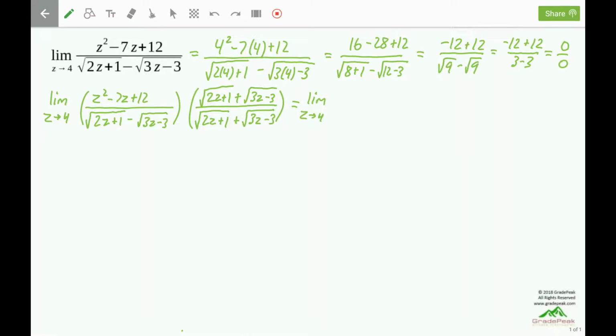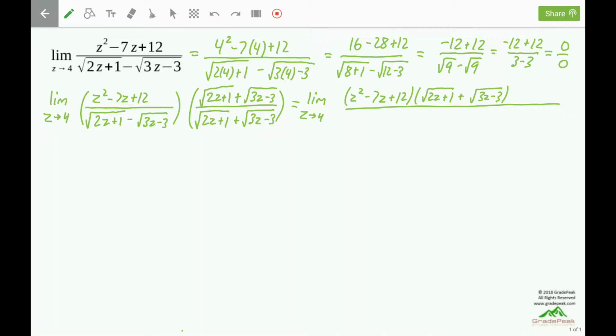In the numerator, we will not FOIL that out. We're going to keep that factored since those are not conjugates of each other. So z squared minus 7z plus 12 times the square root of 2z plus 1 plus the square root of 3z minus 3. All of that over what will be root conjugates, so we will FOIL.